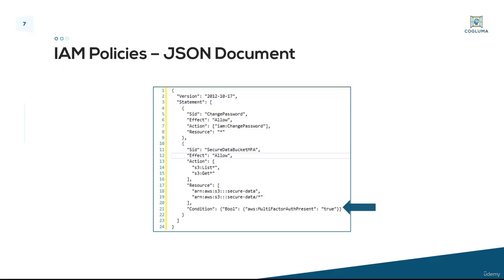Now lastly, we have a condition element. This is an optional item that specifies a condition that needs to be met for the statement to be applied. In this example, the condition is multi-factor auth present, which means that for this statement to apply, the user must be authenticated using multi-factor authentication, which we're going to learn about soon. So to summarize this second example, we're saying that we want to allow users to see and retrieve items in our secure data bucket, but only if they're using multi-factor authentication.